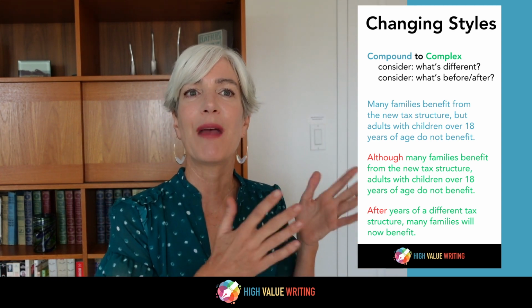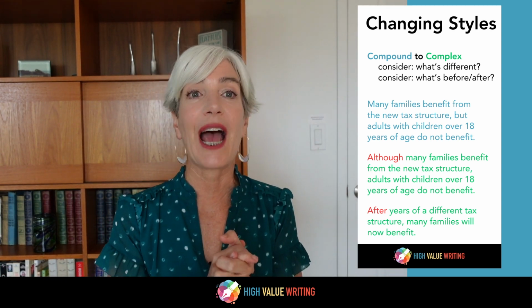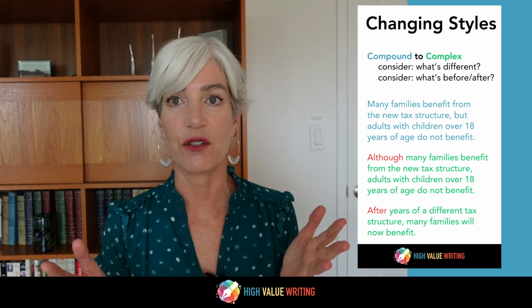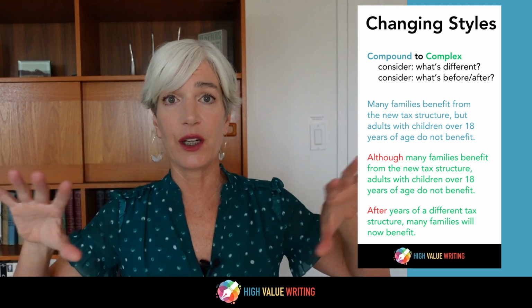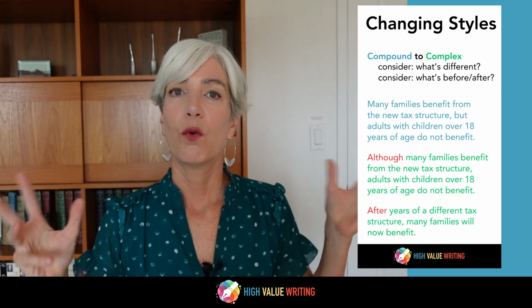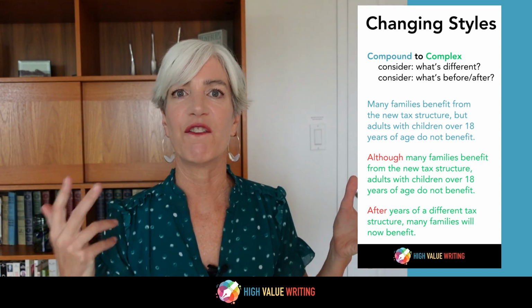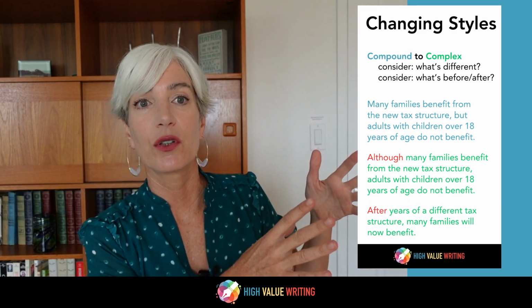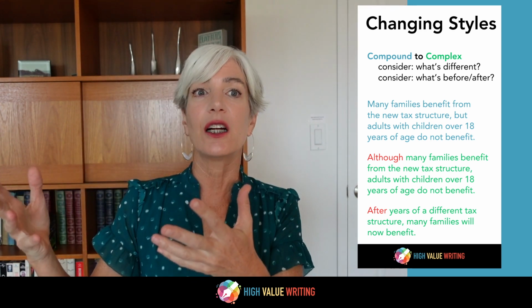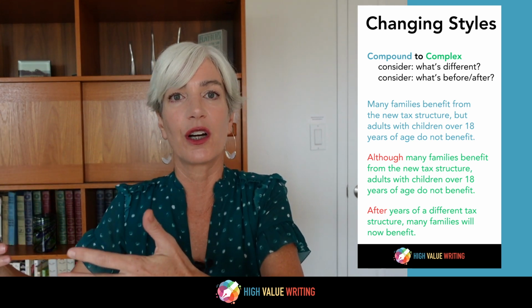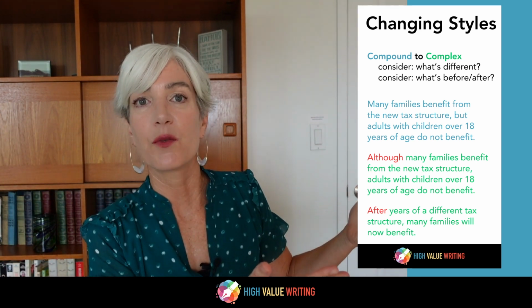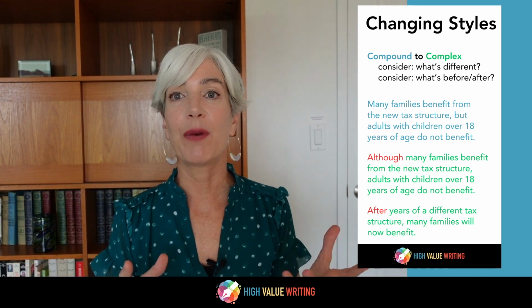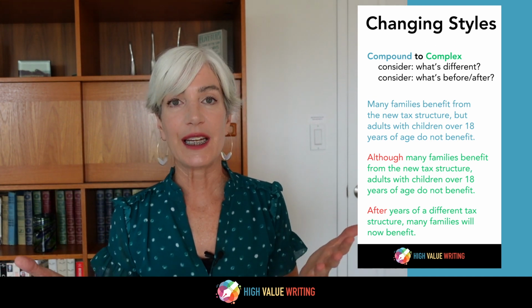So let's start with: many families benefit from the new tax structure, but adults with children over 18 years of age do not benefit. Two equal things again, right? I'm going to do one of these, what's different: although these families benefit, these ones won't. Or after years of a different tax structure, now we have families with this new situation, right? So I can go from compound to complex fairly easily.